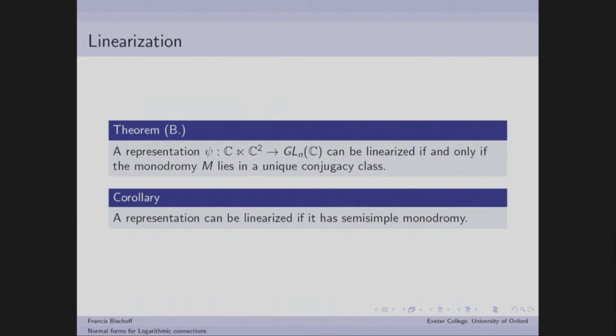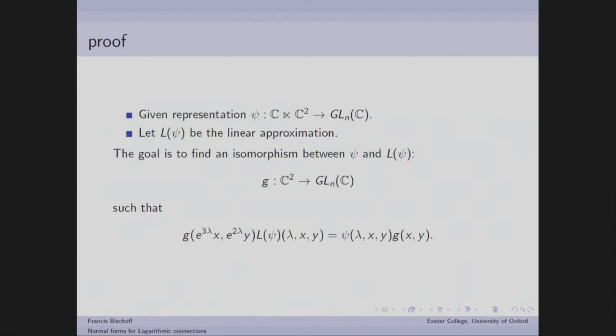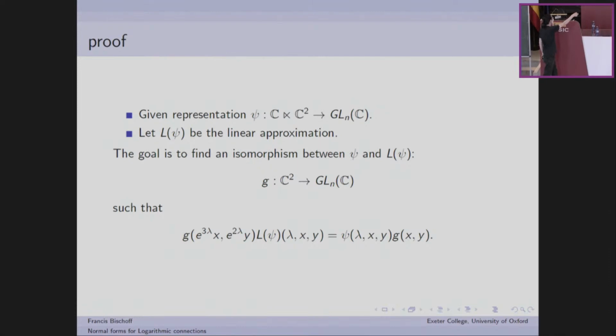So I'll just try to go through the proof. I think I have time. It will be kind of a sketch. So given a representation, we let this be the linear approximation. And the goal is to find an isomorphism between these two. And very concretely, this is a holomorphic matrix that satisfies this equation. It intertwines the two representations.